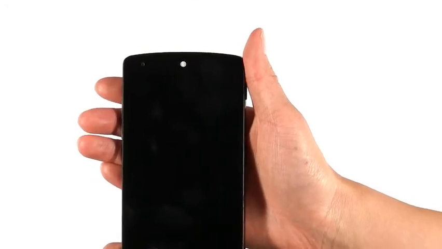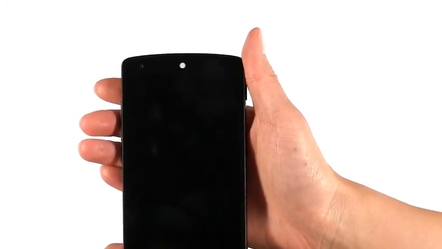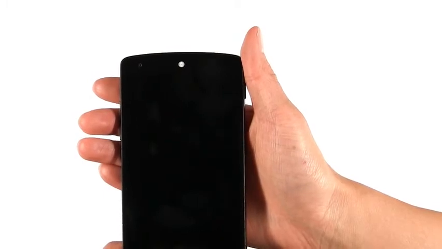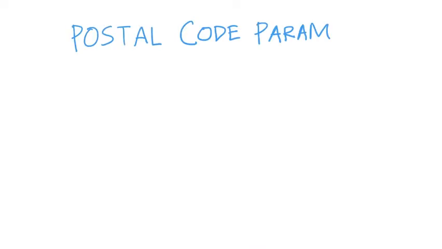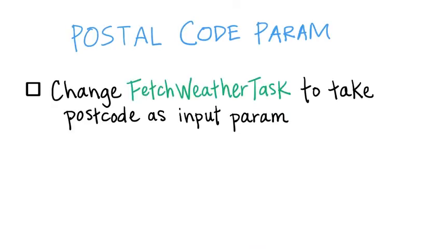But I was thinking about it, and actually, instead of hard-coding our postcode in, we'd really like our Sunshine app user to be able to change their location in the settings. So let's make the fetch weather task more flexible by having it take as input a postal code parameter. While we're doing that, we should also take this opportunity to do a little bit of refactoring.